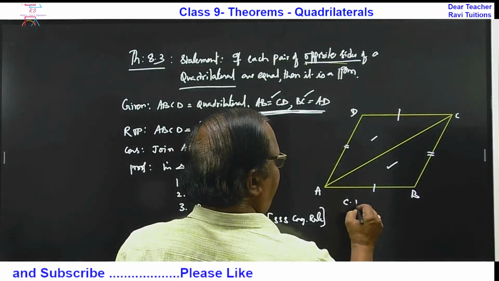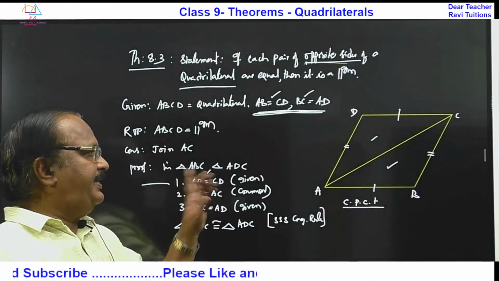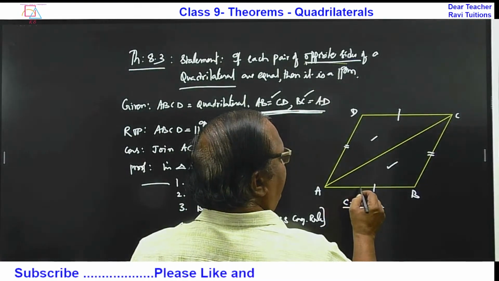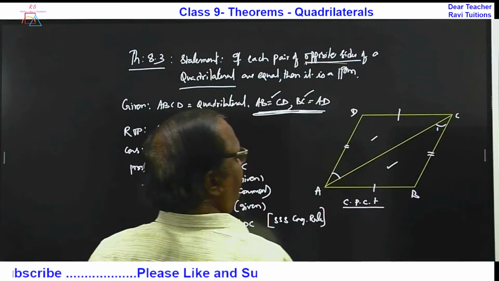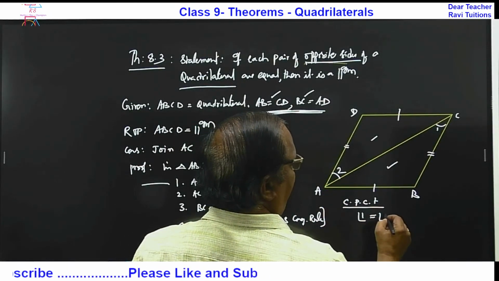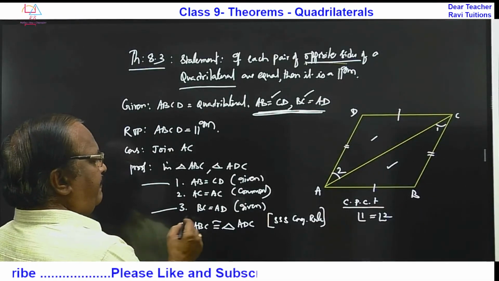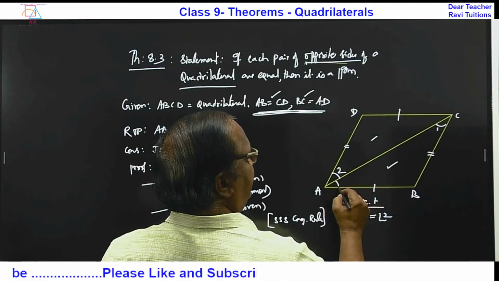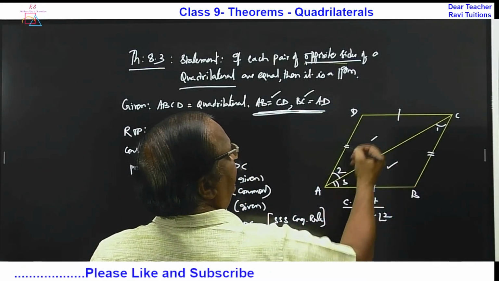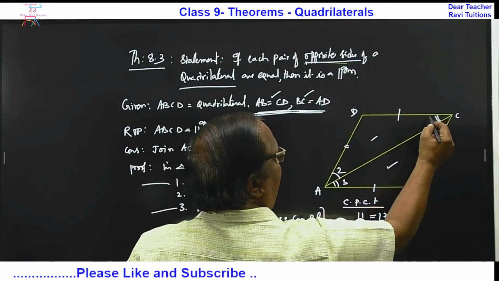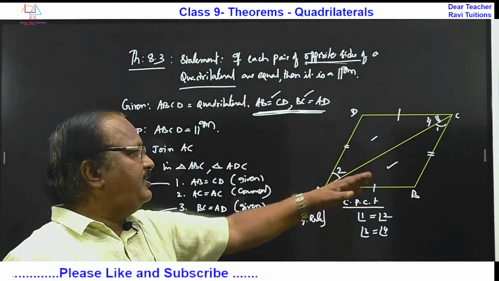Now you take the corresponding parts, CPCT. First take the corresponding angles: for the AB side, this is the angle, and for the CD side, this is the angle. So angle 1 is equal to angle 2, corresponding parts of congruent triangles. For AC, you leave it. For BC, AD: the angle opposite BC is, let us say, 3, and BC is equal to AD. The angle opposite AD is this one, let us say 4. So angle 3 is equal to angle 4. These are the CPCT of these two congruent triangles.